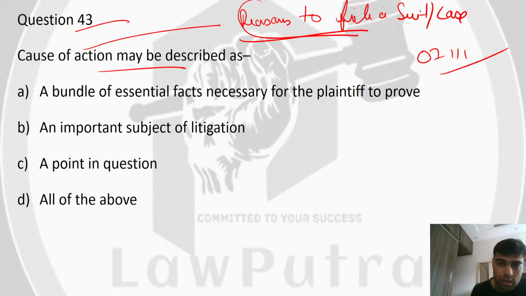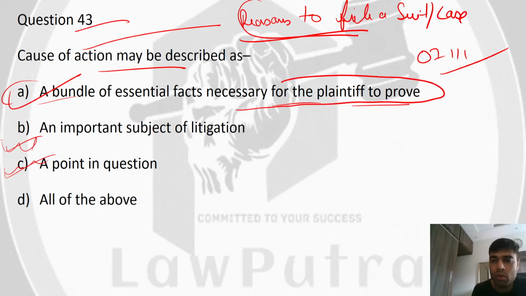So is it a bundle of essential facts which is necessary for the plaintiff to prove, an important subject of litigation, an important point in question, or all of the above? See, the correct answer is that it is a bundle of essential facts which is necessary for the plaintiff to prove. The reasons, the cause of action, it is necessary for the plaintiff to prove that the cause of action has accrued in his favor, against the defendant. So these are those bundles of essential facts.